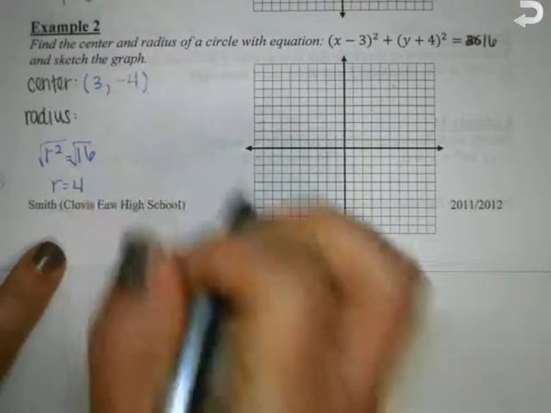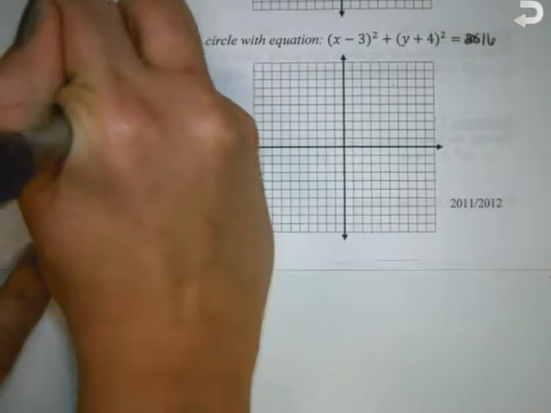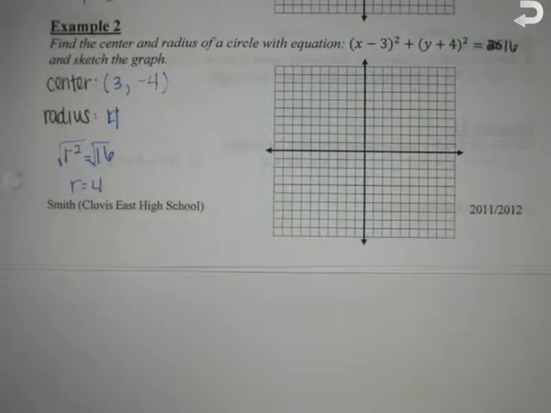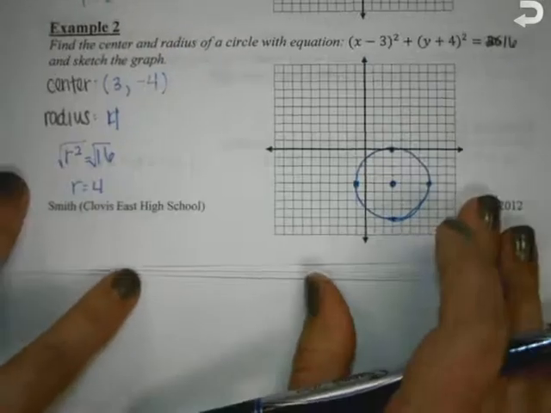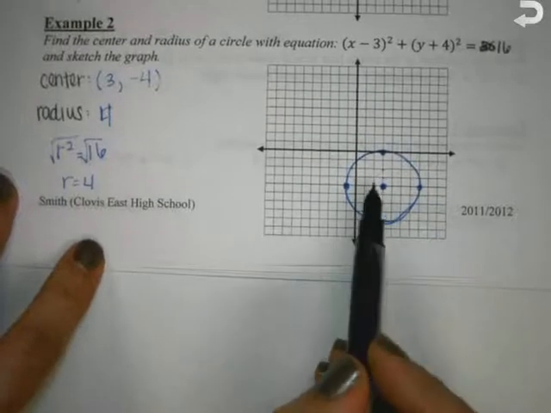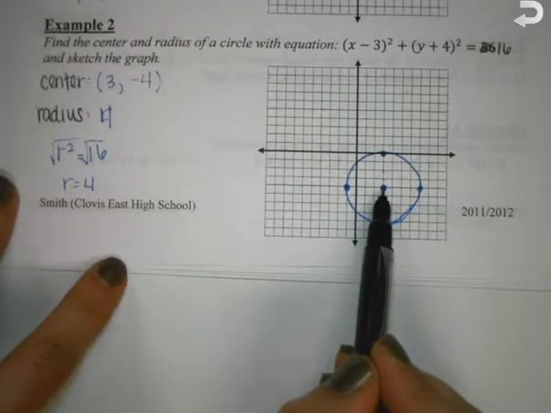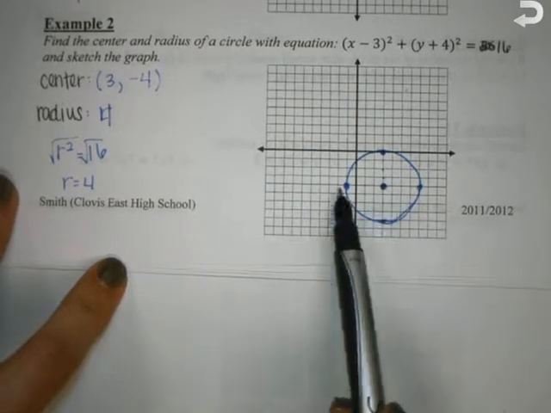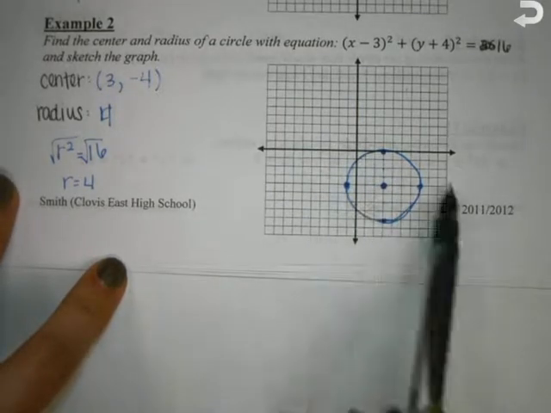Okay, will you guys sketch that for me, please? Okay, so here's what I got. We did all of the work together. I plotted my center at positive 3, negative 4, and then I counted up 4, down 4, right 4, left 4, because that's my radius, and here's my circle. Yes? We're all good? Okay.